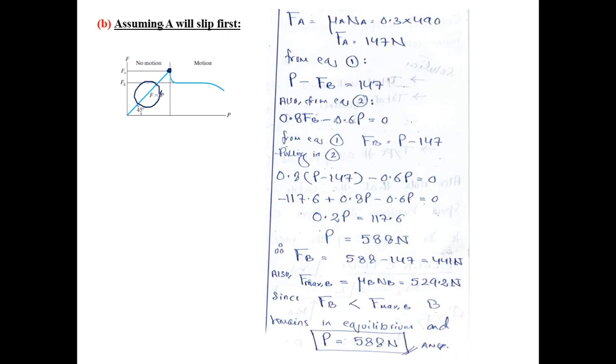So this time, since A is slipping, the force of friction is maximum at point A. It is at this point, the impending motion point, which is equal to mu A times Na, giving us 147 Newton. So this is the maximum value of friction force that is acting at point A, 147 Newton. And from equation 1, we had P minus Fb equals 147. From equation 2, we had 0.8 Fb minus 0.6 P equals 0. So from equation number 1, we can get the value of Fb in terms of P.